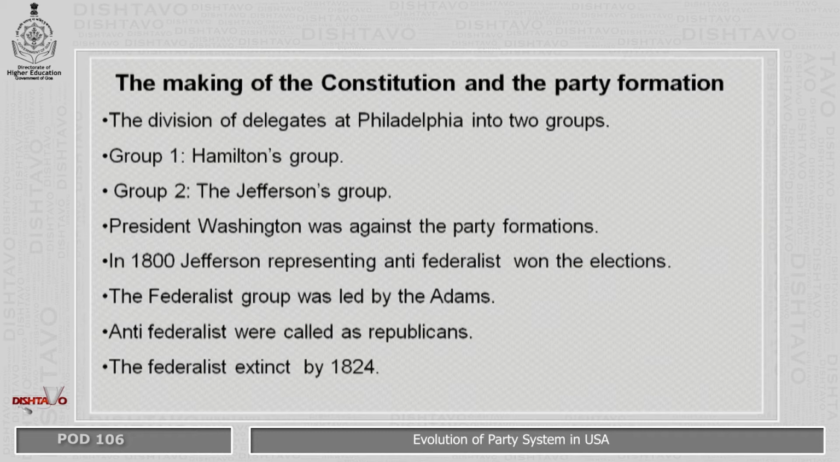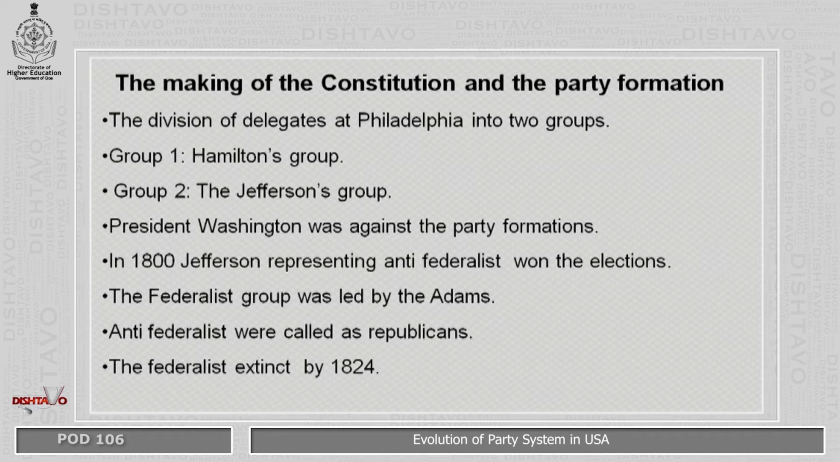In 1800, it was Jefferson, representing the anti-federalists, who won the elections. The anti-federalists, who did not want the constitution to be formed on federal lines, won. The Federalist group was led by Adams after this, who became the president of USA. But the Federalist group led by Adams, he even supported Jefferson. The anti-federalists were also called Republicans in later times, because of their orientation, their idea that priority should be given to their own region.